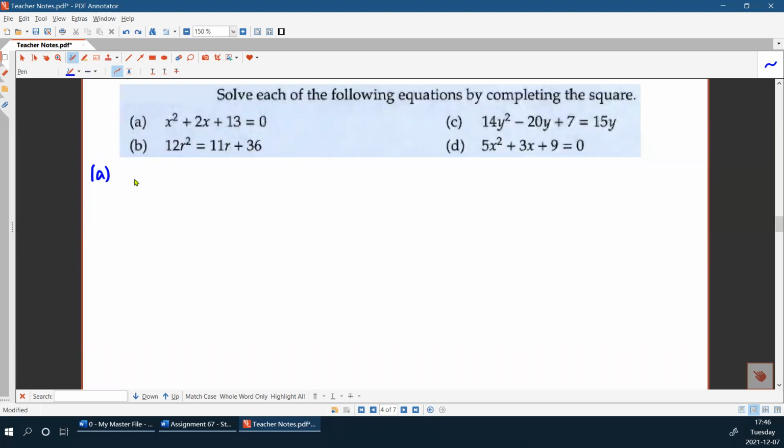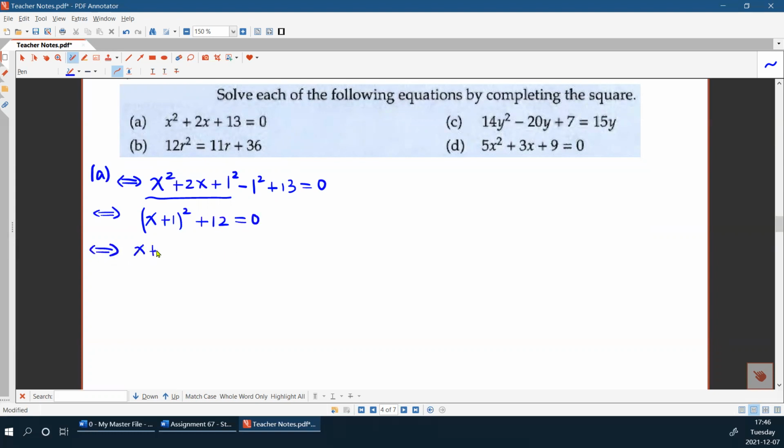Okay, so the original equation is equivalent to x squared plus 2x. We need to add a 1 squared, right? Note that there is no 1 squared, so you need to subtract it in order to make the new equation equivalent to the original one. And then copy the rest of the equation. Then this is equivalent to, the first part now is x plus 1 squared, right? And then 13 minus 1 is 12. Then x plus 1 squared is negative 12.